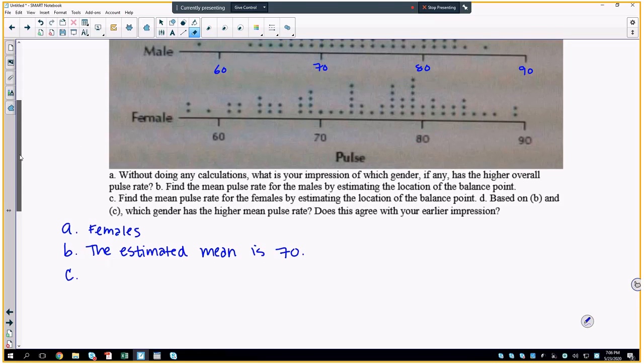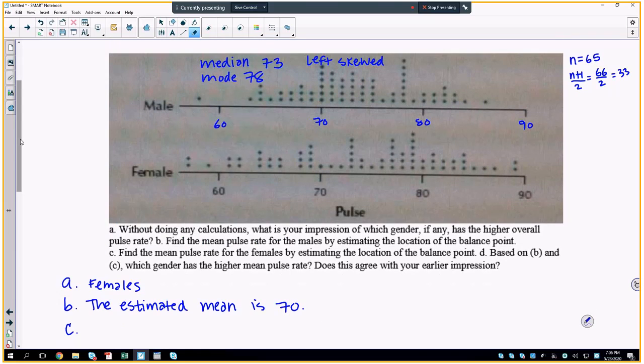And let's do the same assessment for the females. So we still know that there should be 65 data points. Let's double check. 1, 2, 3, 4, 5, 6, 7, 8, 9, 10, 11, 12, 13, 14, 15, 16, 17, 18, 19, 20, 21, 22, 23, 24, 25, 26, 27, 28, 29, 30, 31, 32, 33, 34, 35, 36, 37, 38, 39, and so on up to 65. So I think that's correct.